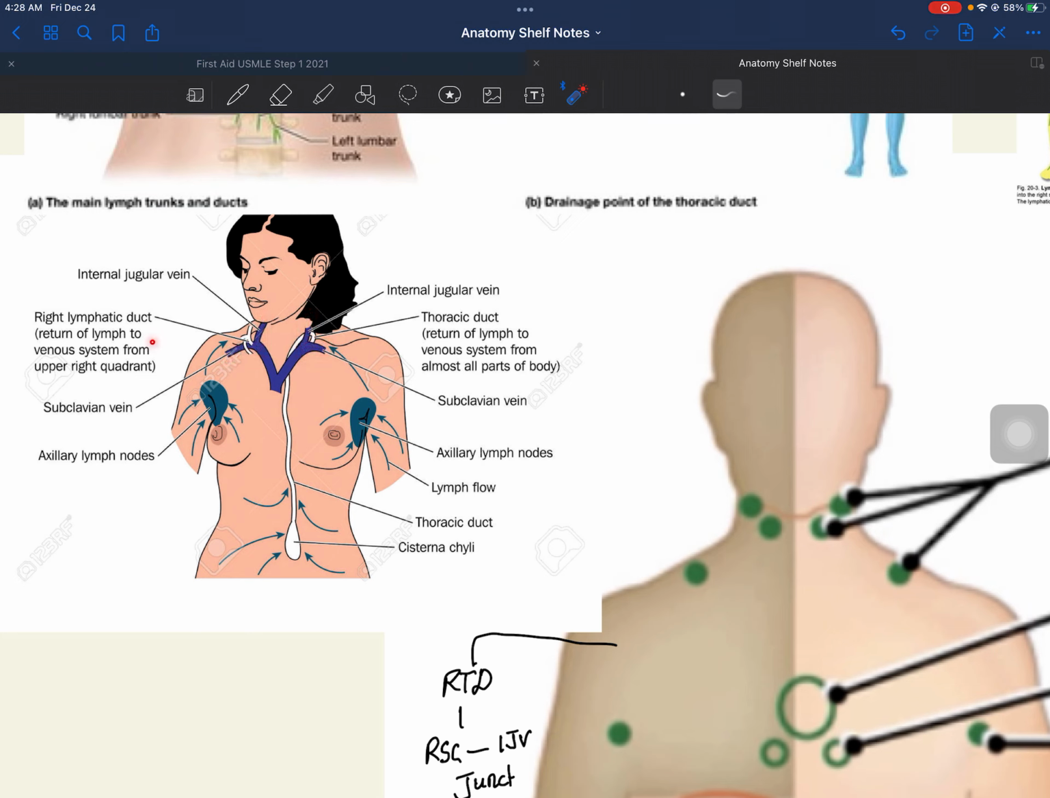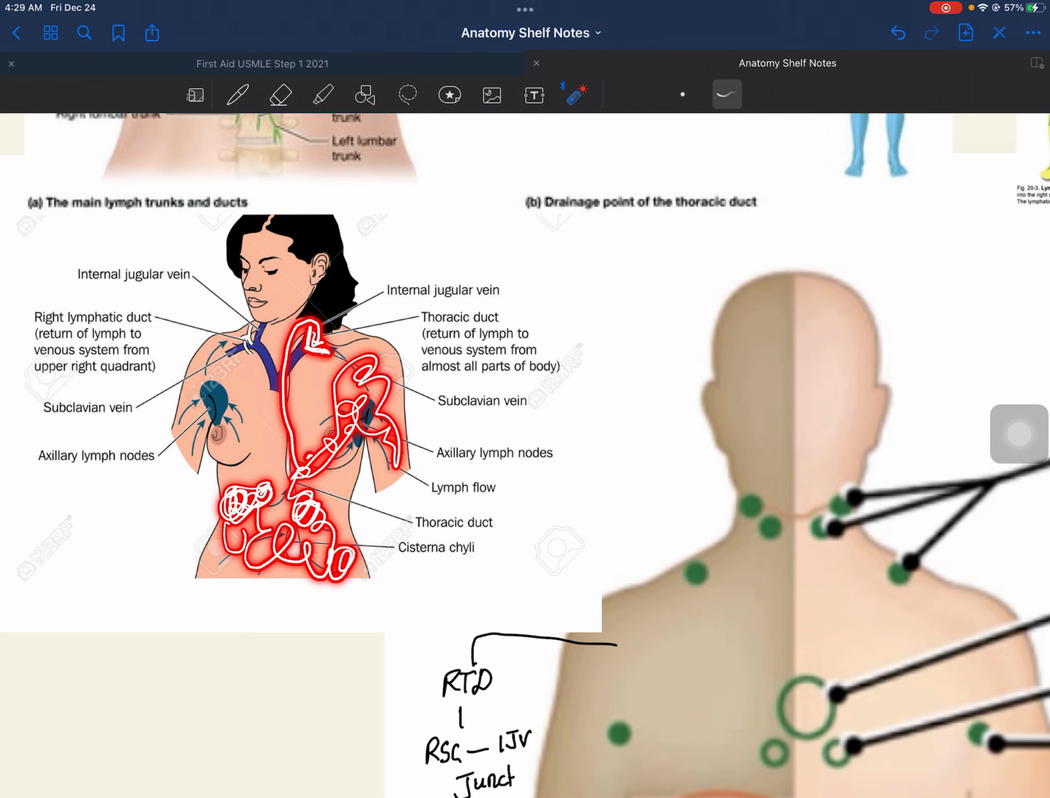It returns lymph to the venous system from the upper right quadrant. So this area is just this quadrant, only this half. But the thoracic duct takes from everywhere, as you can see here. It takes from below the diaphragm, from the feet and everywhere. It takes what comes from the arm, and everything here returns to this corner.